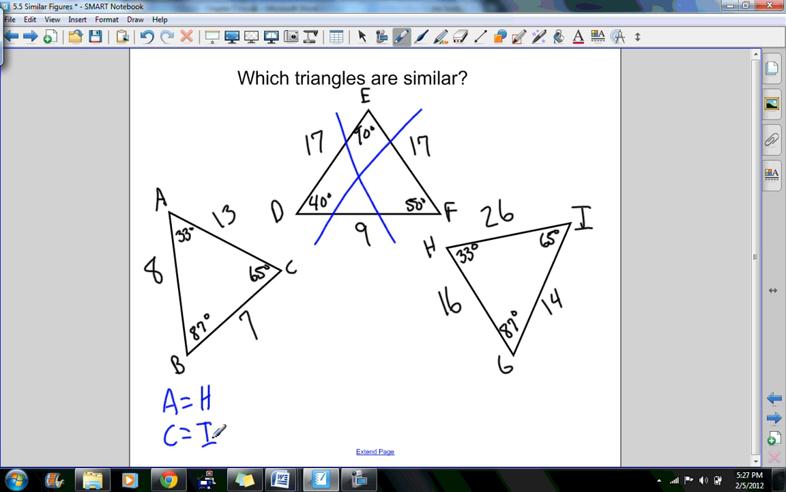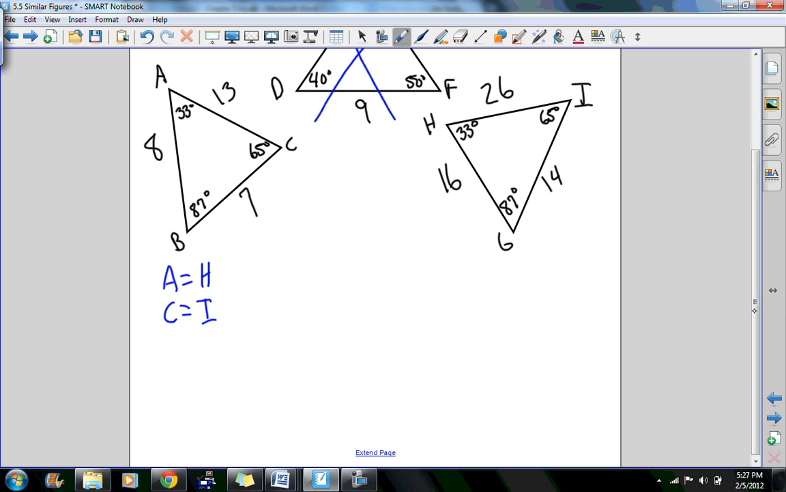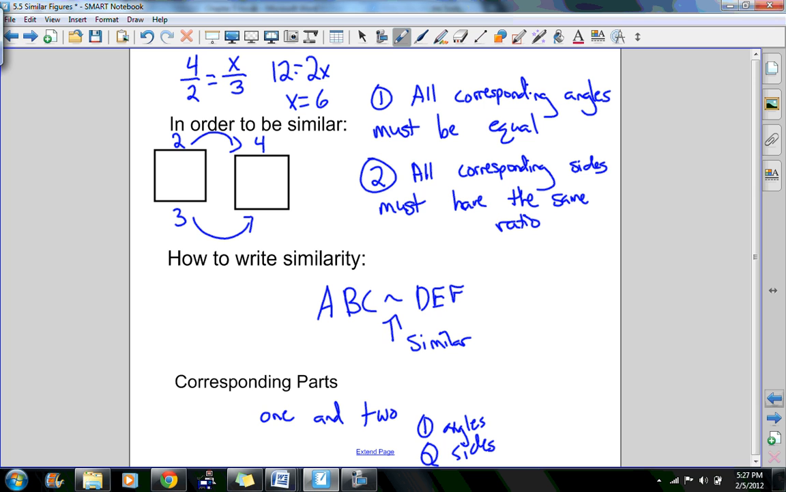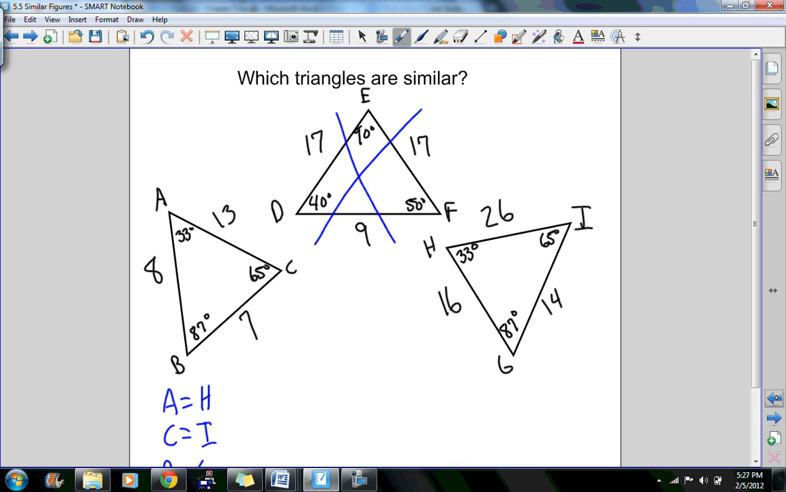Those two match up. And finally, I'm going to extend the page a little bit. I'm looking at the 87, which is B, and I'm hoping that the other one matches up, and boom, it does. So B and G are the same thing. So we have part 1, angles, is done. And if we remember by going back to our definition, we need to figure out if all of the sides have the same ratio.